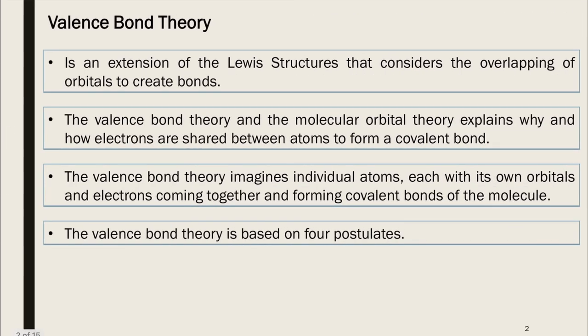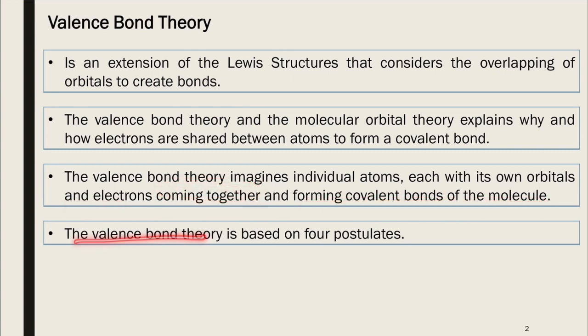So before we talk about sigma and pi bond, let's talk about the valence bond theory. Valence bond theory is an extension of the Lewis structure that considers the overlapping of orbitals to create bonds. Therefore, the valence bond theory and also the molecular orbital theory explain why and how electrons are shared between atoms to form a covalent bond. The valence bond theory will imagine the individual atoms, each with its own orbitals and electrons, coming together and forming covalent bonds of the molecule.